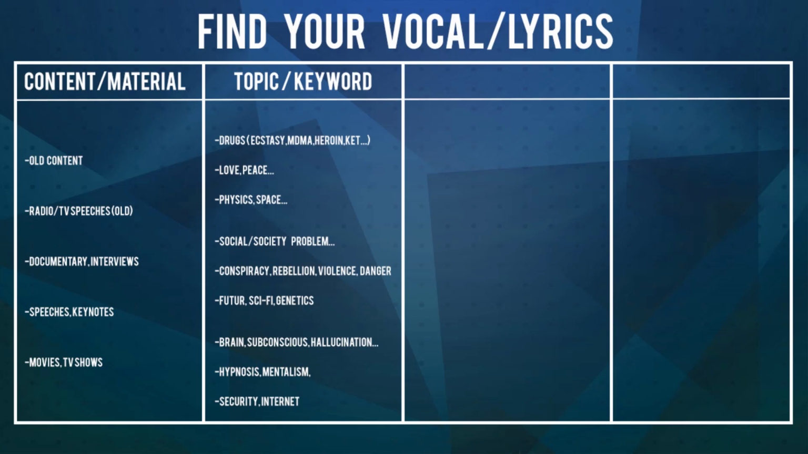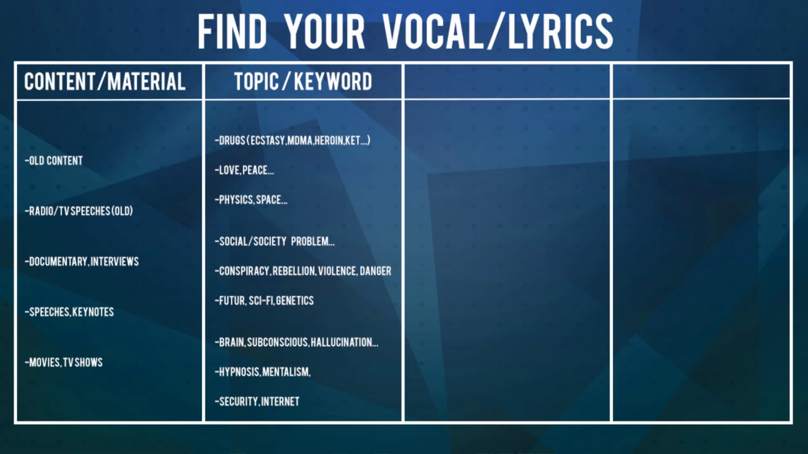It doesn't need to be very negative or about drugs; it can be about positivity and this kind of stuff. You have physics, space. I've written down society problems, conspiracy, rebellion, violence, danger. You will understand after why I wrote this, when I show you that. All of it is about the future, sci-fi, genetics, especially old movies about futuristic things where they try to figure out what's going to happen in the future, which can be interesting as well. All about the brain, the subconscious, hallucination, how the brain acts.